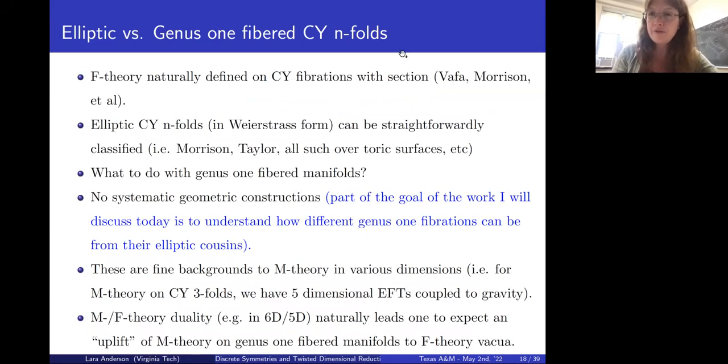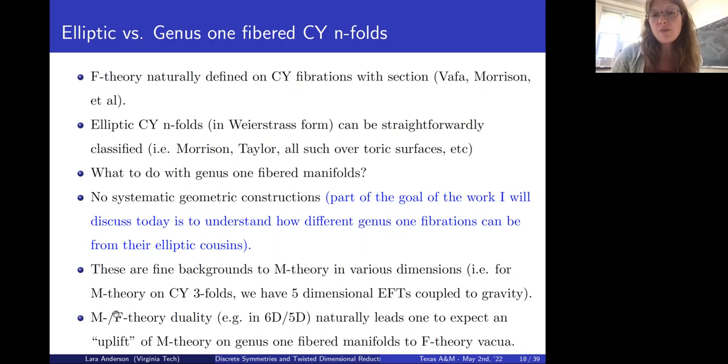This is the way Vafa, Morrison, et al. set it up. We know that these elliptic manifolds can be straightforwardly classified, but what to do with these geometries that don't have a section, but do have a fibration structure? They're sort of not the natural type to have an interpretation. And also geometrically, there aren't as many systematic constructions. We can see in generic data sets that they're there, but how do they fit in this framework of effective field theory and classification that we're trying to build?